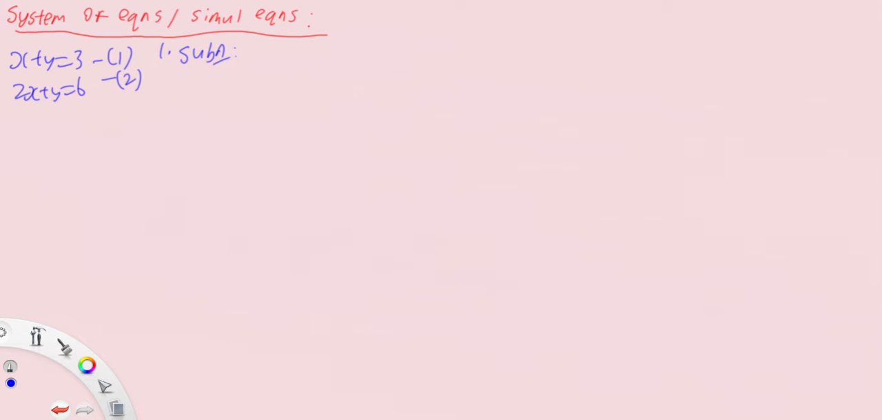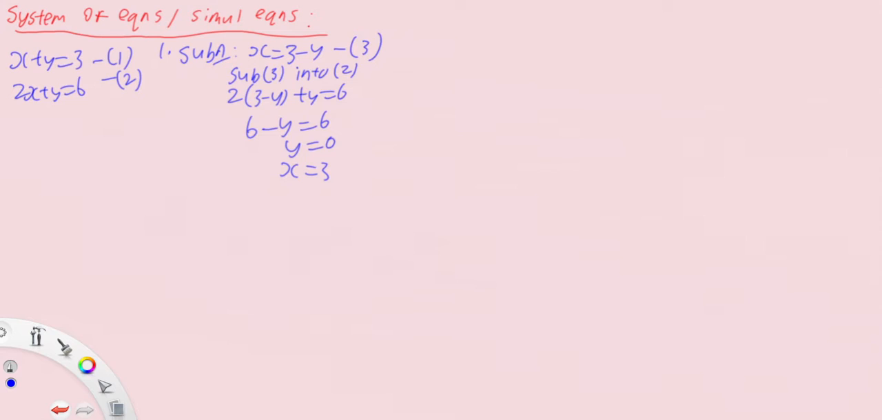Alright, so let's say you want to make x the subject. So x is basically 3 minus y. Now what do you do here? Let's label this as equation 3. We can now substitute 3 into 2. This will then give us 2(3 minus y) plus y equals to 6. This will then give us 6 minus 2y plus y, which is basically minus y, equals to 6, so y equals to 0. Because y equals to 0, we know that x equals to 3, based on equation 1.